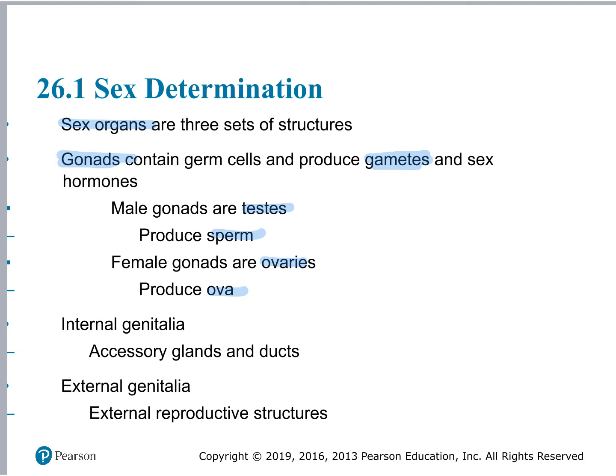And then they have internal genitalia. Those are going to be accessory glands to the reproductive system and ducts. For the male reproductive system, these glands are producing secretions that eventually become semen. And then in the female reproductive system, these glands are producing lubricating secretions. And then the only thing left is going to be external genitalia. Most of the external genitalia is found outside of the pelvis, but there is some external genitalia that's found on the inside as well.